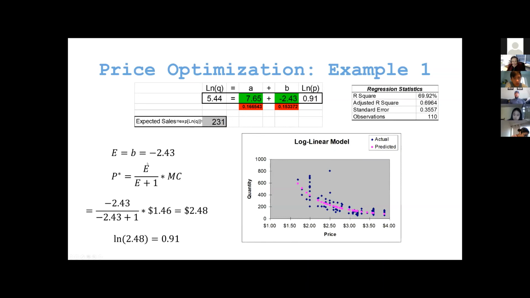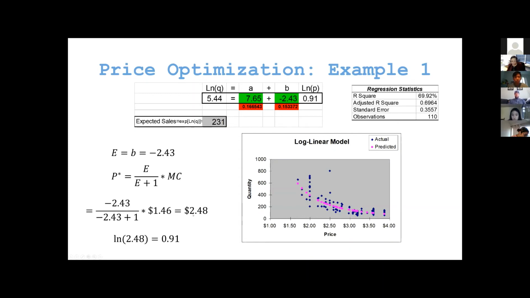If you remember, our formula for optimal price was elasticity divided by elasticity plus 1, times the marginal cost. Now we can plug these values in based on the estimates: negative 2.43 divided by negative 2.43 plus 1. The marginal cost, which was the wholesale price of the grocer, was $1.46. Based on this data, it implies that maybe the optimal price is $2.48 per jar.